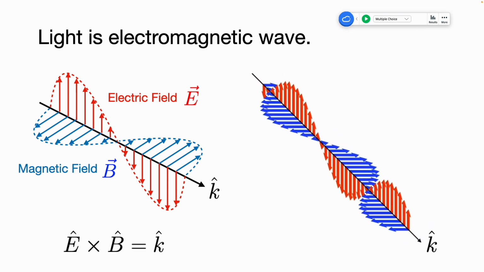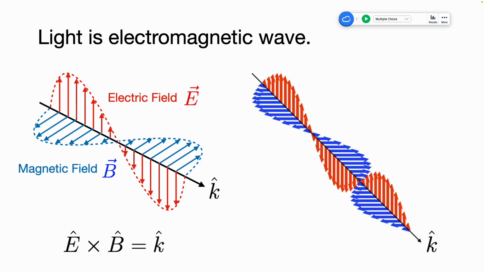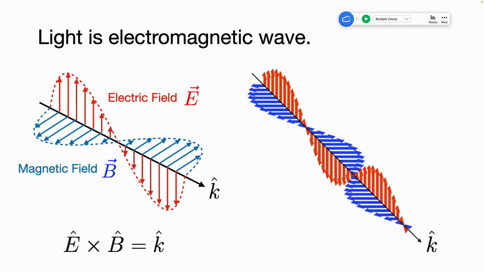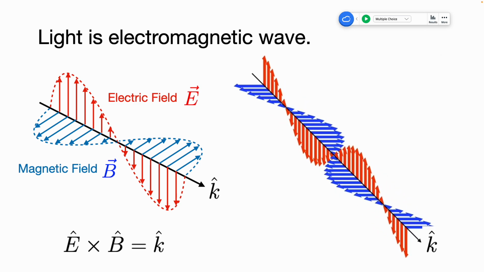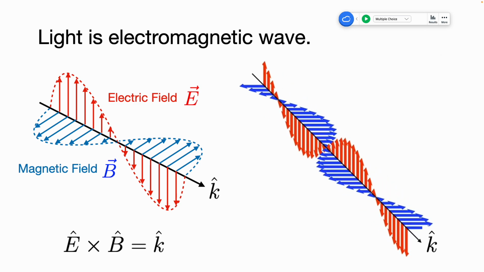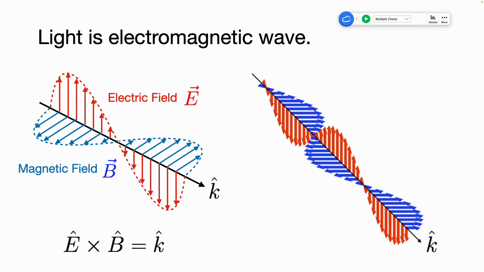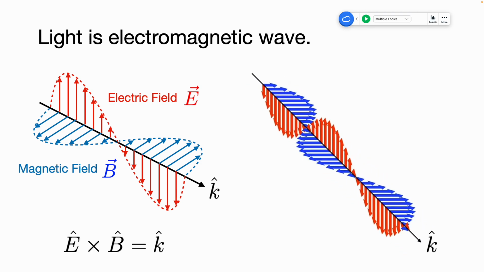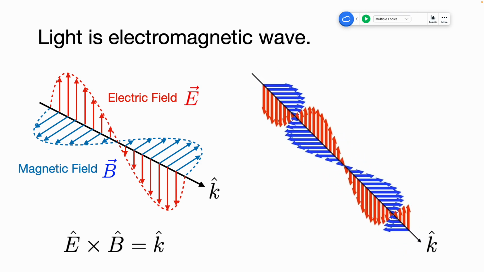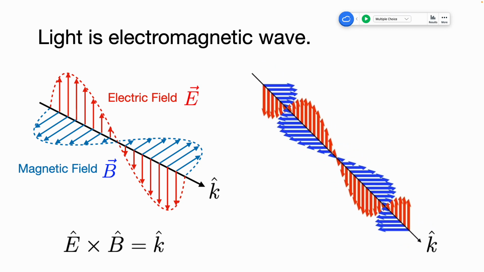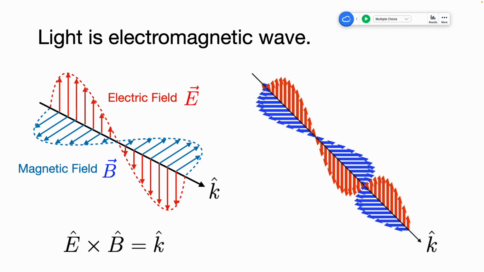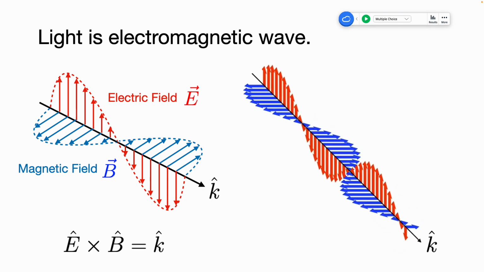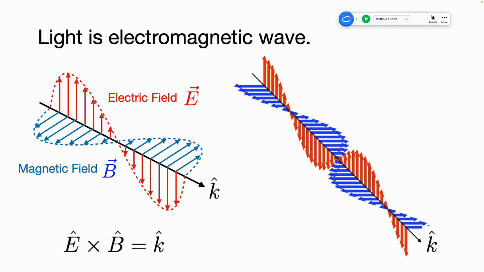Just because I draw it like this doesn't mean the electric field must go up and down, because you can rotate it. You can also have a light that the electric field is going left and right, but magnetic field goes up and down. The electric and magnetic field can go in any direction as long as the relative direction is satisfied. The rule is that the electric field cross magnetic field will be the direction that the wave is propagating, which I call k hat.